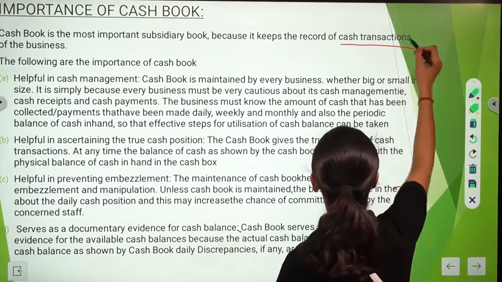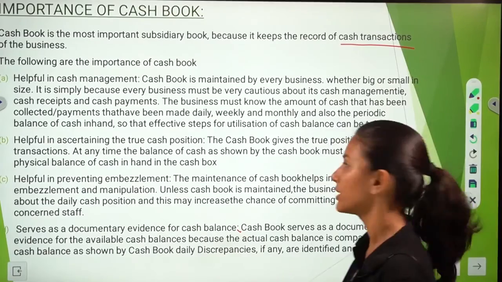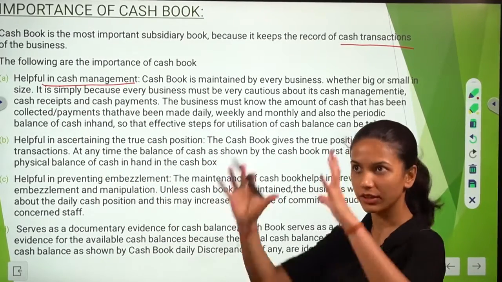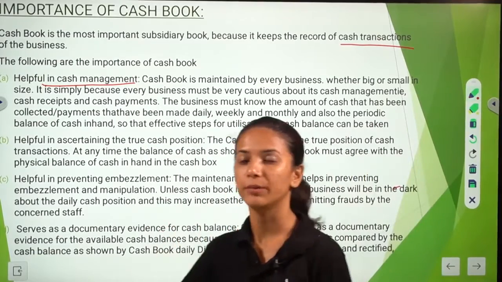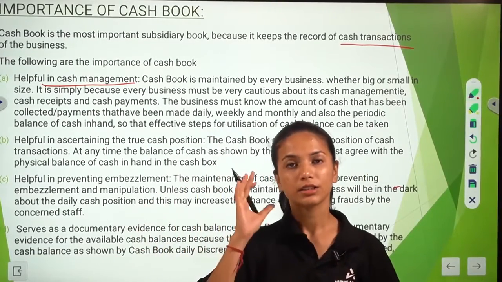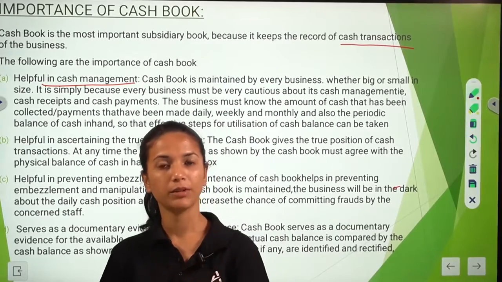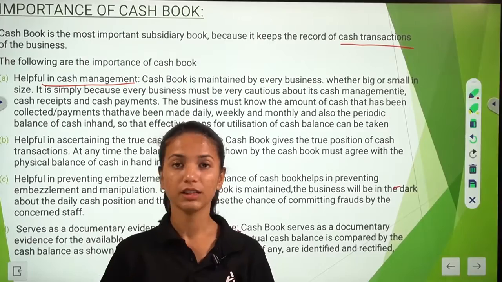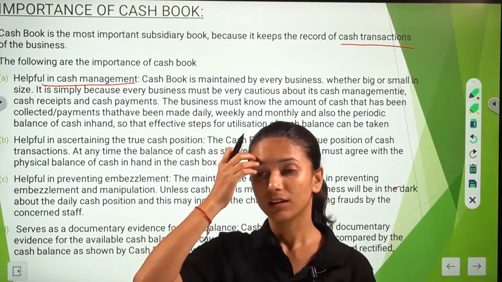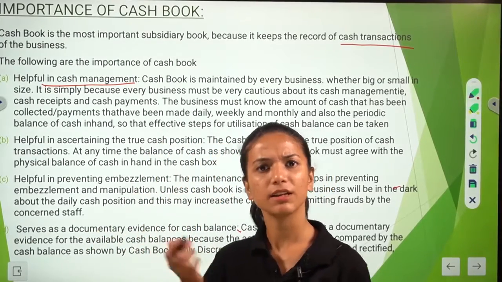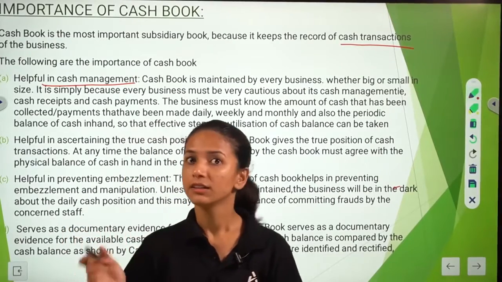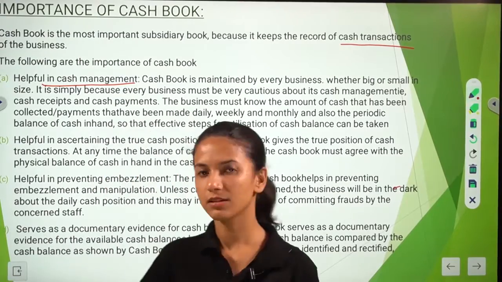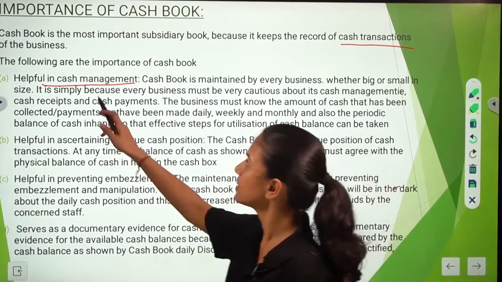Okay. So, what is the importance? Let's see. Helpful in cash management. If we have the recorded data in a tabular format, you can determine what the expenses are, what payments you have made, and what receipts you are receiving. If you see that there are many expenses that aren't required, what do you do? You can cut off that expense, right? So it helps in cash management.